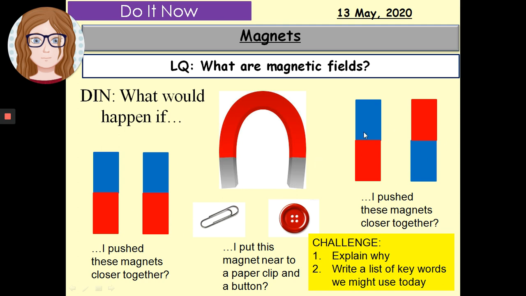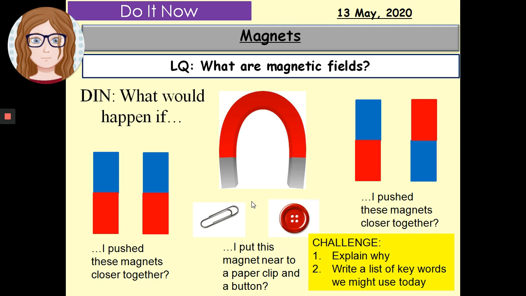And then what about on this side? What would happen to these two magnets where the blue side is next to the red side and the red side is next to the blue side? And then finally, think about this horseshoe magnet. What would happen if we put the paper clip and the button near to the magnet?